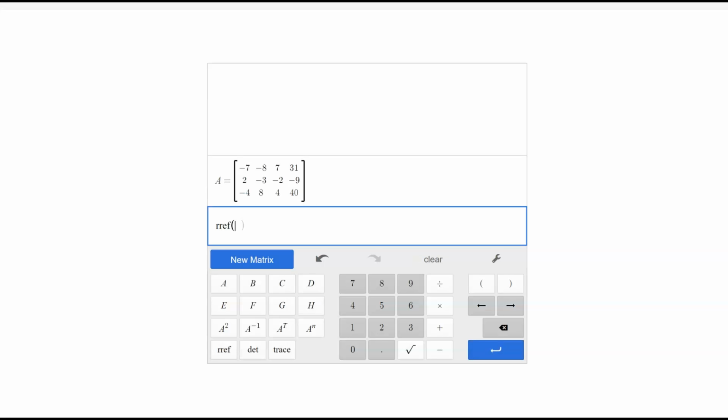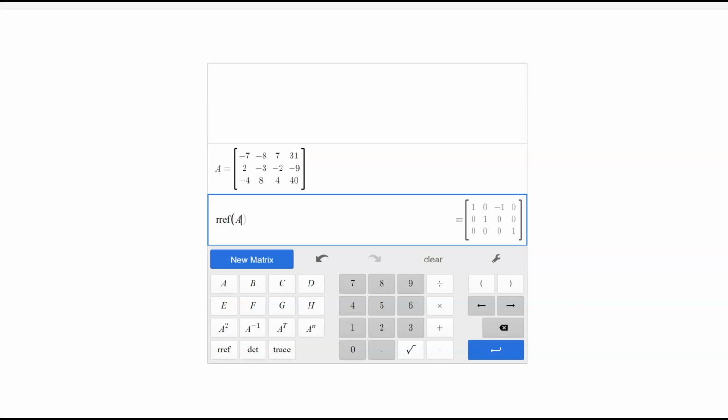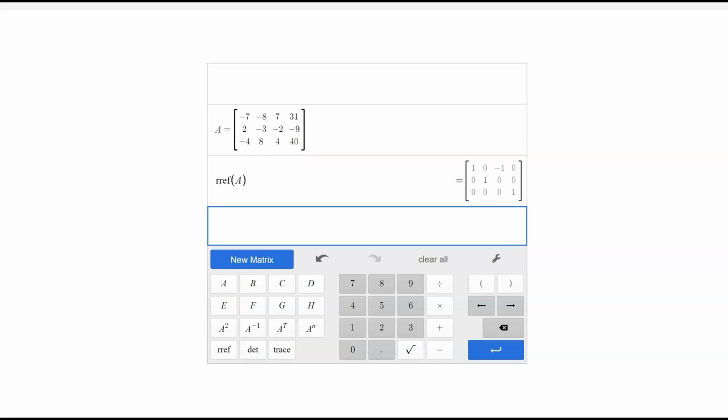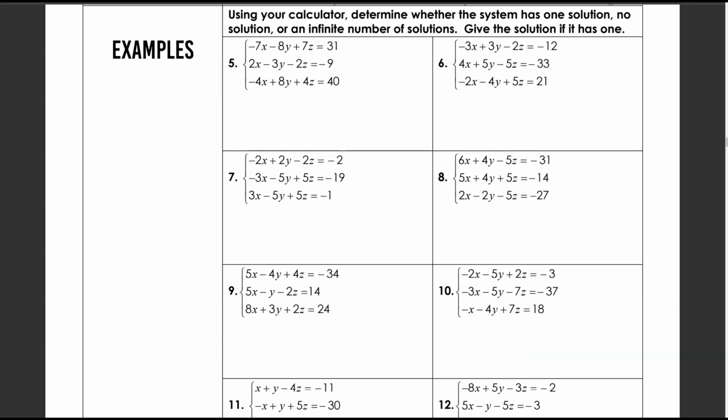Now I'm going to do RREF, pick my matrix A, close it off, hit enter. Now look at this bottom row. I'm going to get 0, 0, 0, 1. So that 0, 1 is a false statement. 0 can't equal 1. Therefore, this particular system has no solution.